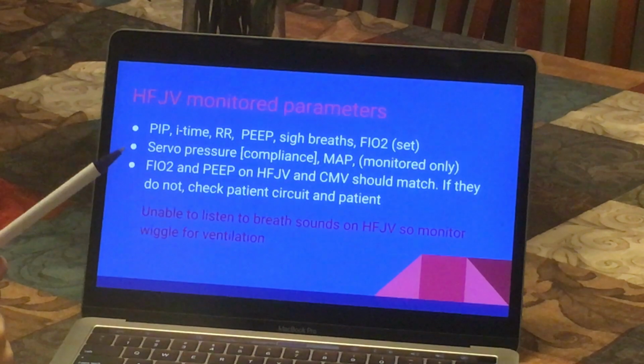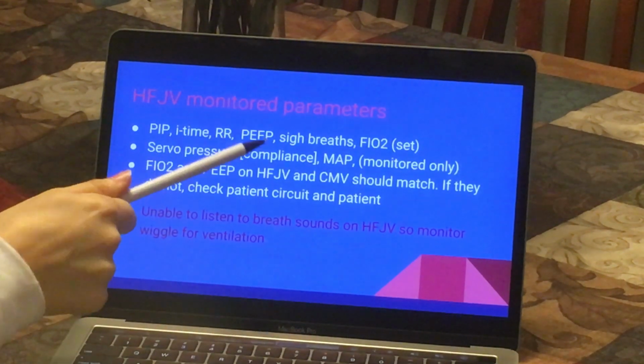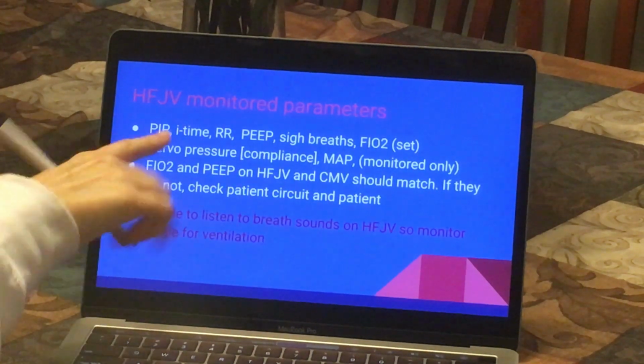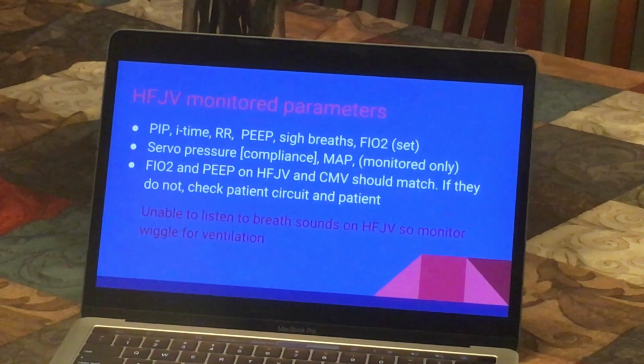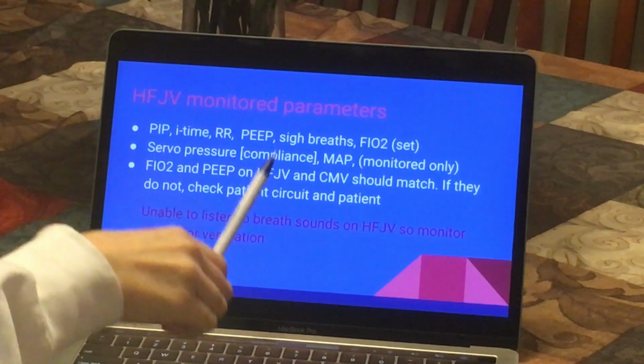Now, how do we monitor the jet? You monitor your PIP, your I time, your rate, your PEEP, and your sigh breaths. Obviously, these are the things that you would set, and you would make sure that those are reading how you set them, or else you'd have to check the circuit of the patient for some kind of leak or anatomic issue. Your servo pressure on your jet is very important, as this monitors your compliance.